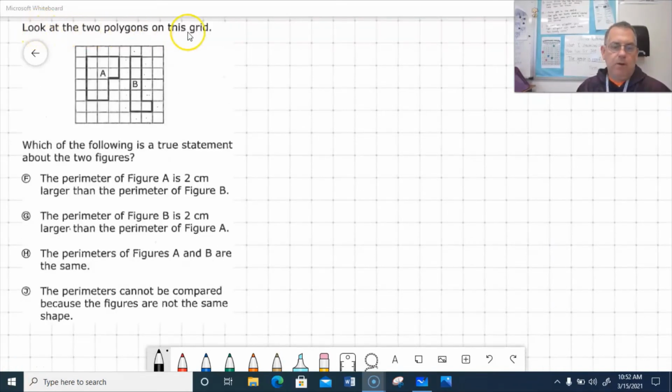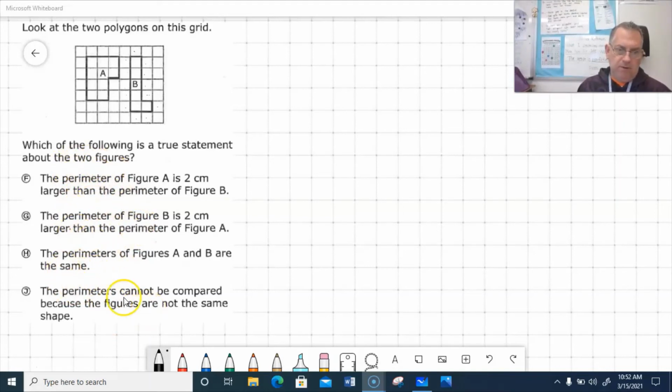Okay, let's go ahead and look at this question right here. Follow along as I read. It says, look at the two polygons on this grid. So we got polygon A and polygon B. Which of the following is a true statement about these two figures? So basically, we'll go through here and look at all the answer choices and write true and false statements beside them.